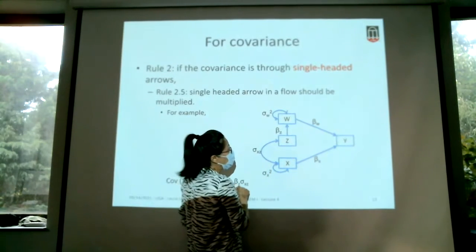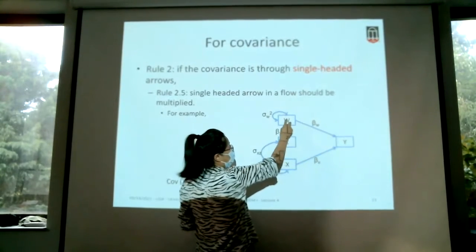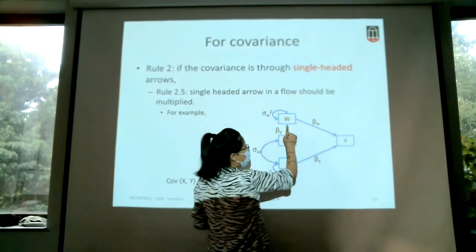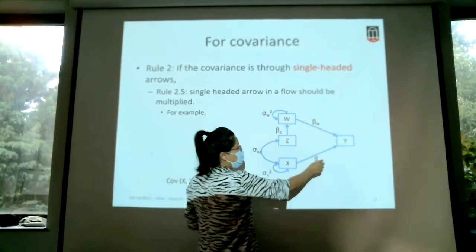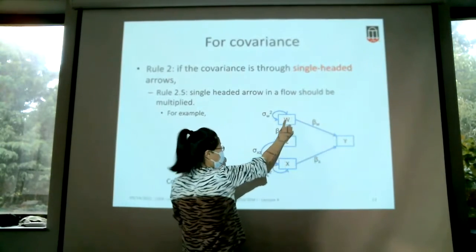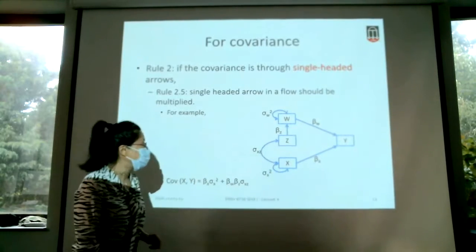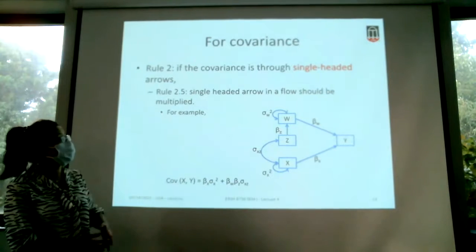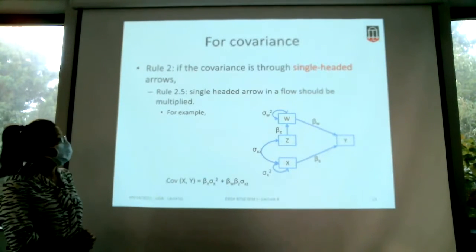But we have another path. Starting from y, go to w, go to z, and stop at x. Because here we have a single-headed arrow, you reverse the direction. So you have another component, beta w times beta z, and stop at x, times the covariance between z and x.